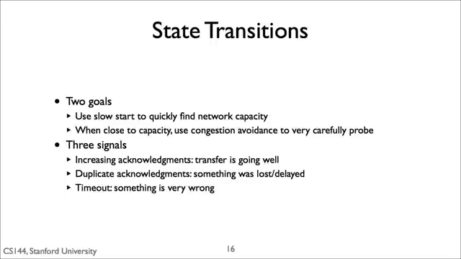TCP has 3 signals available to it. Increasing acknowledgements mean the transfer is going well. Since TCP uses cumulative acknowledgements, duplicate acknowledgements mean that a segment was lost or delayed, but other segments are arriving successfully. Finally, if there's a timeout, then something is very wrong.